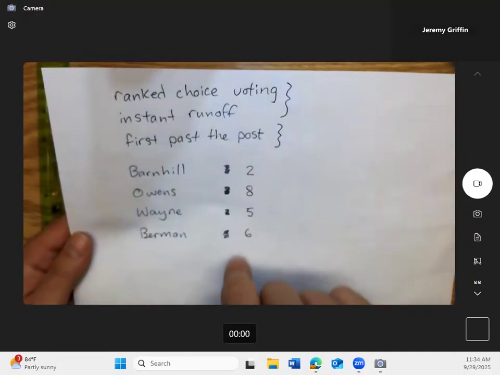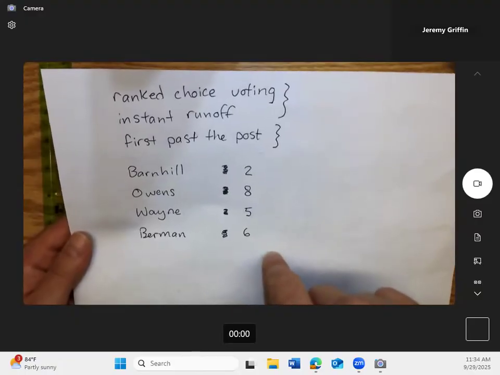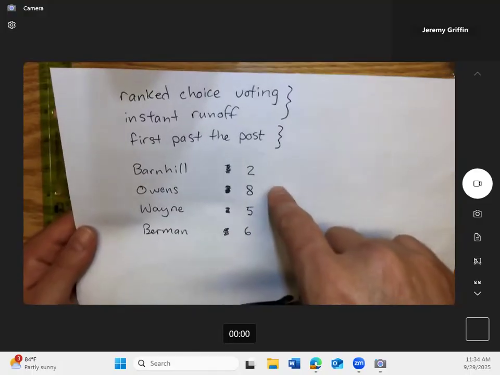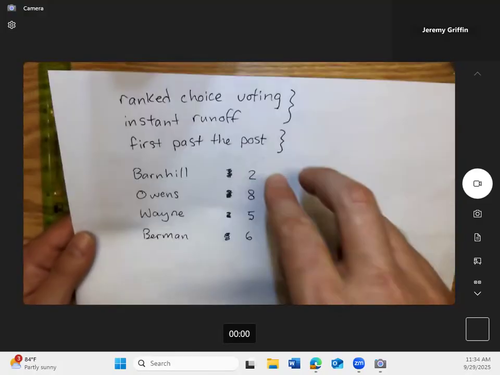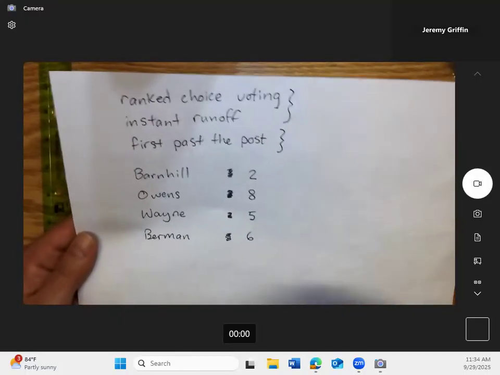And what does that mean in this case? Suppose the numbers came out like this: who would be winning the race according to first past the post? Mr. Owens, and actually he would win. First past the post, you just vote for one candidate, and then you walk out, and that's the end of it. Whoever gets the most votes wins.